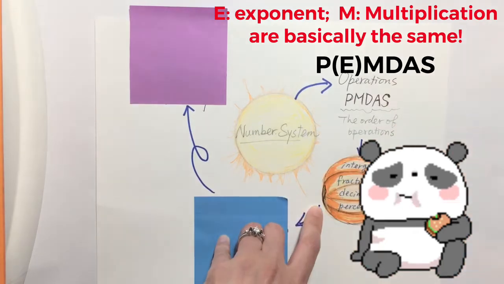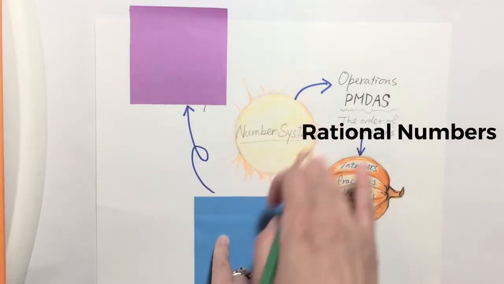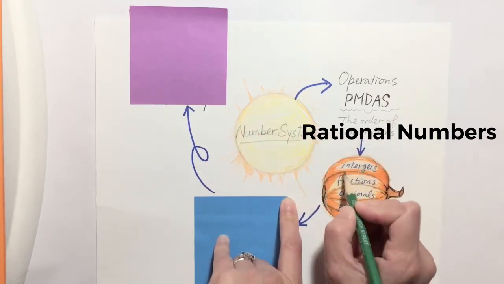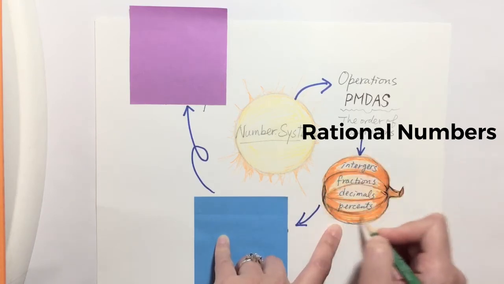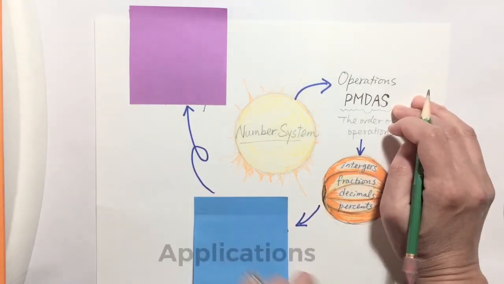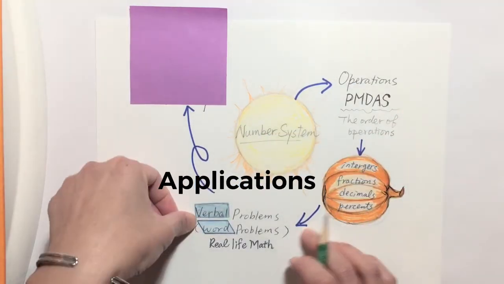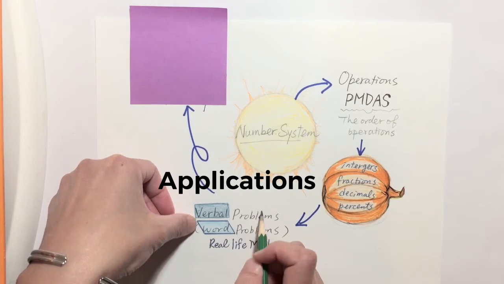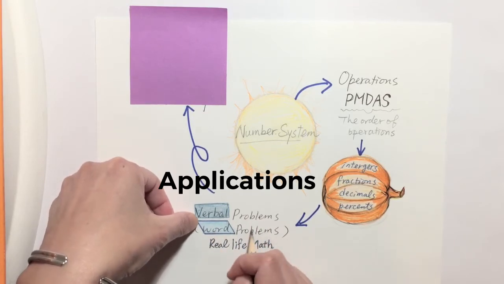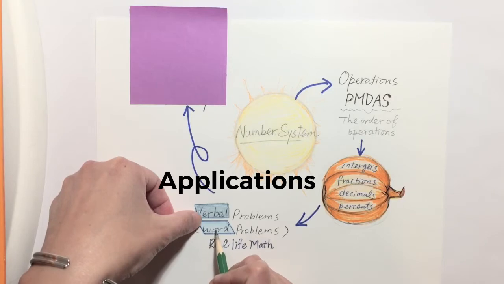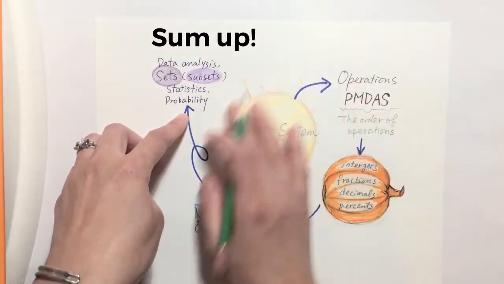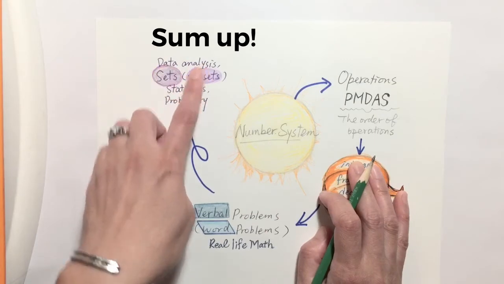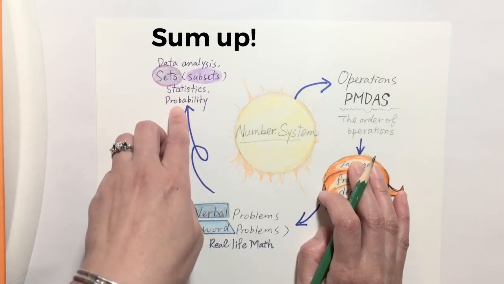Okay, next is going to be using what we learned in the number system, like integers, fractions, decimals, percents, these different types of numbers in the operations. And then move into verbal problems, like the math word problems. If the question can be written as a word problem, it is usually real-life math, okay? And then in the end, you can sum up with some kind of data analysis, statistics, or probability, okay?